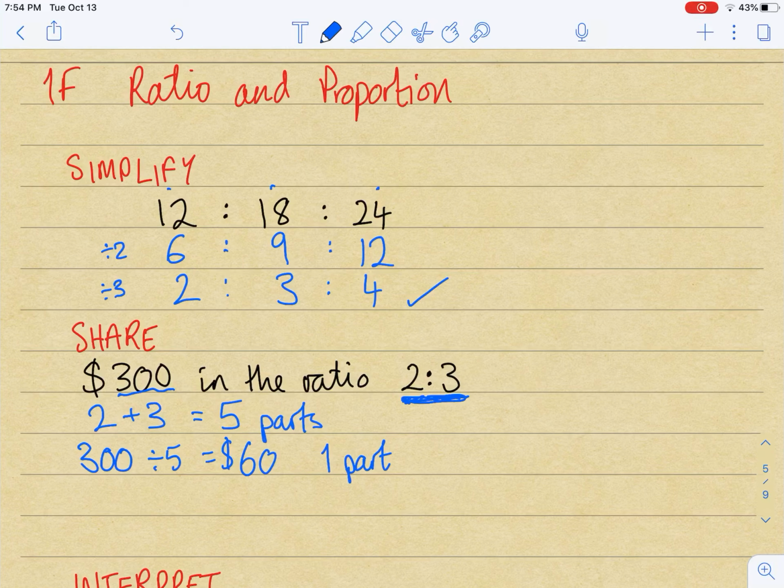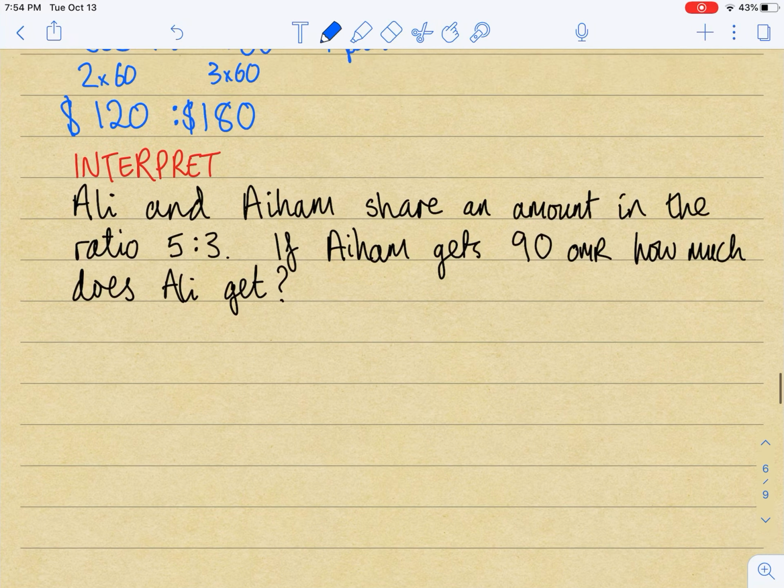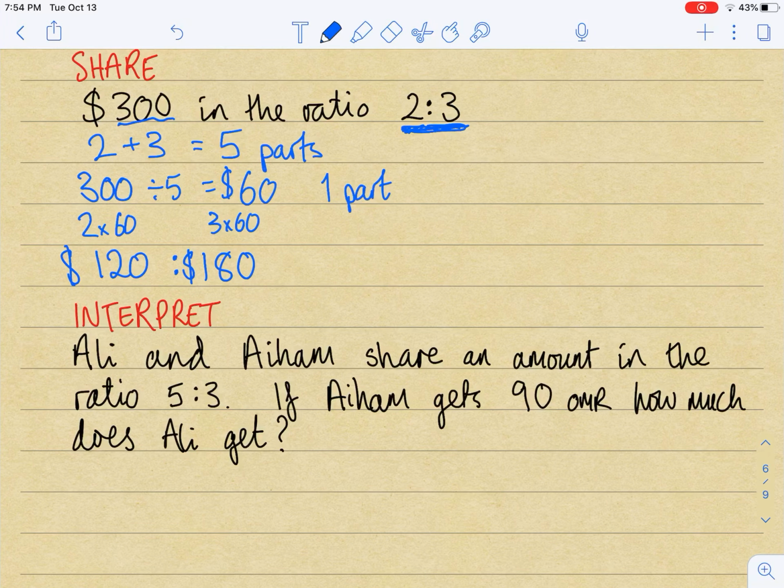Well, the 2 parts is 2 times 60, which is 120. And the 3 parts is 3 times 60, which is 180. So I did 2 times the 1 part, and I did 3 times the 1 part to give me those 2 values there. So that is it. Sharing in the ratio there, we've ended up with $120 to $180. That's the 2 parts.